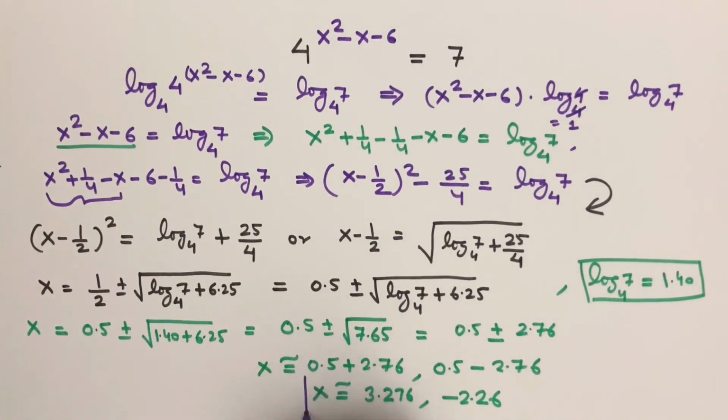So we got two values for x which satisfy this equation. One is 3.276, another one is minus 2.26. This is our answer.